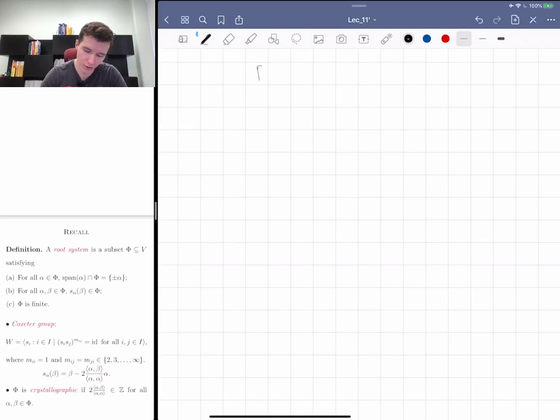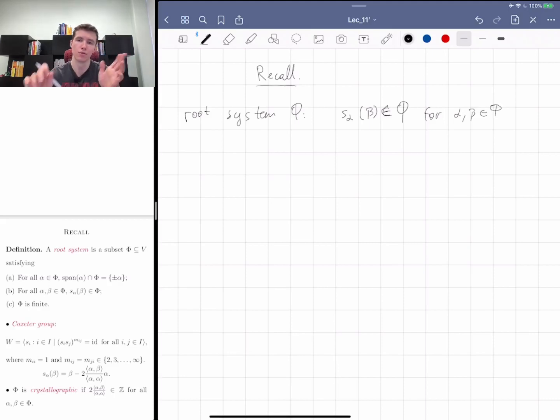Let me remind you what we did on Wednesday. First of all, we have been studying root systems for a while. In the root system phi, the most important condition is that s_alpha of beta belongs to my root system phi for all roots alpha and beta. So whenever you have two roots, you reflect one with respect to the other, and then you get a root as well. And there is also a related concept of Coxeter groups.